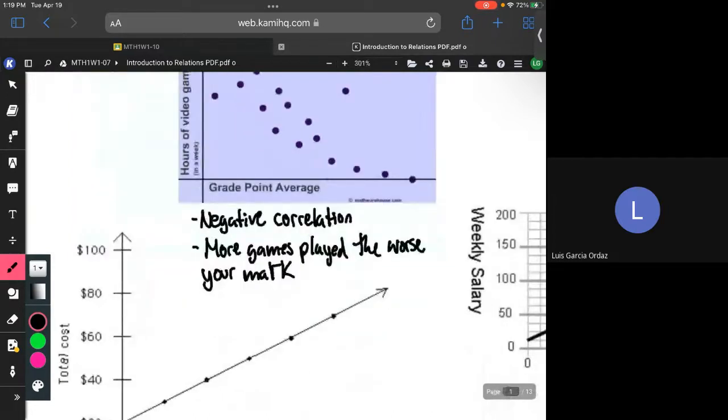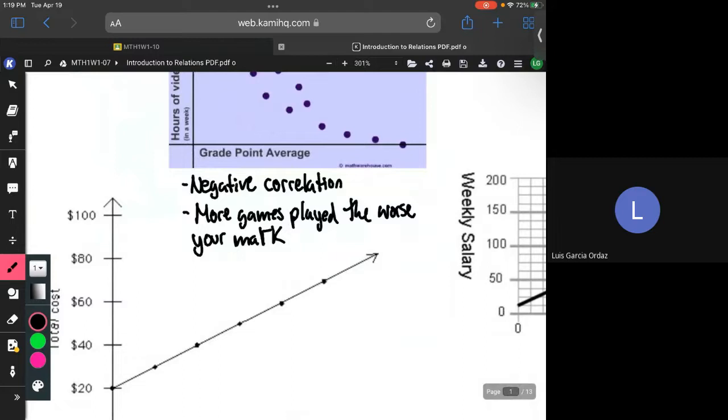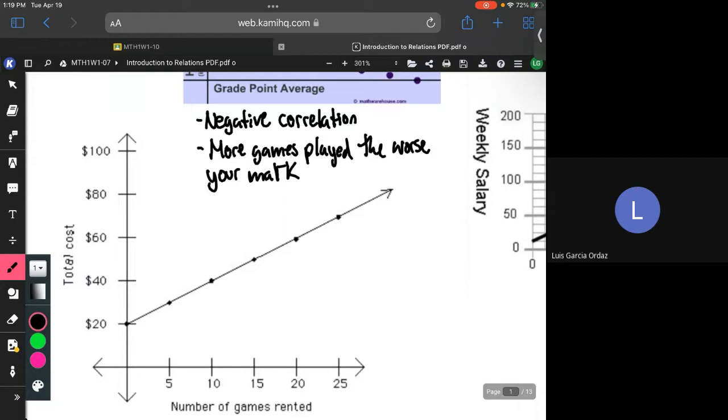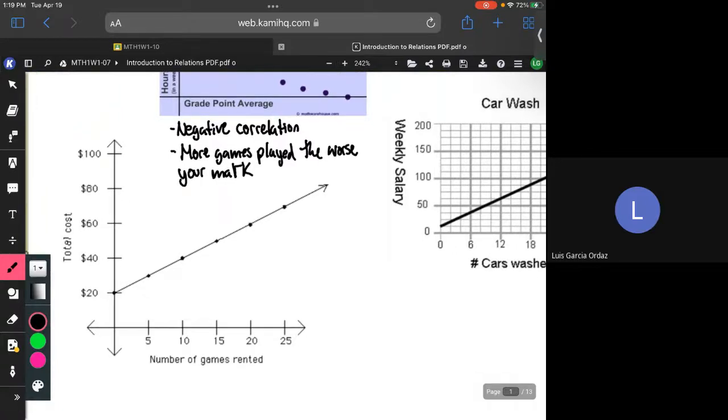The worse your mark. And then we have other examples here which have to do with weekly salary and the number of cars washed. We have number of games rented versus the total cost. As you can see, those are both positive correlations. Obviously, the more games you rent, the higher you have to pay. The more cars you wash, the more money you're going to get. So it's nothing too tricky. Like I said, it's either going to be positive, constant, or negative correlation. When it comes to linear relations, because of the word linear, you're never going to have a correlation that doesn't exist. So it's going to be one of the three: positive, negative, or constant.